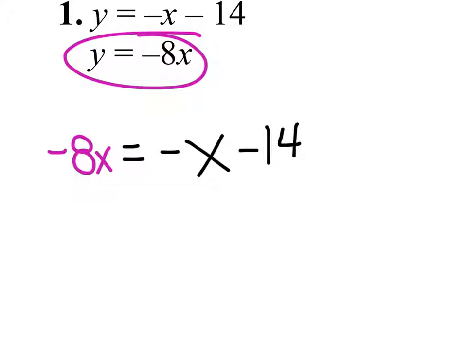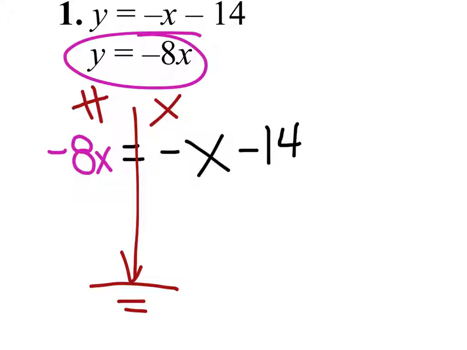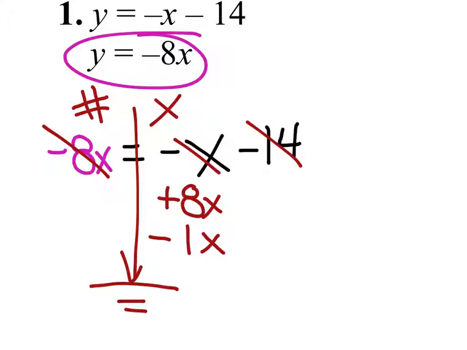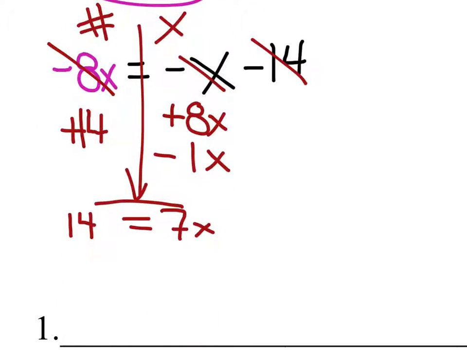Now that we have this, I just play the switch and stay game, so I'm going to put x's on the right, numbers on the left. Negative 8x switches to positive 8x, negative x stays, it's 1x. And negative 14 switches to positive 14. So I get 14 equals 8x minus 1x is 7x. So that gives me x equals 2.